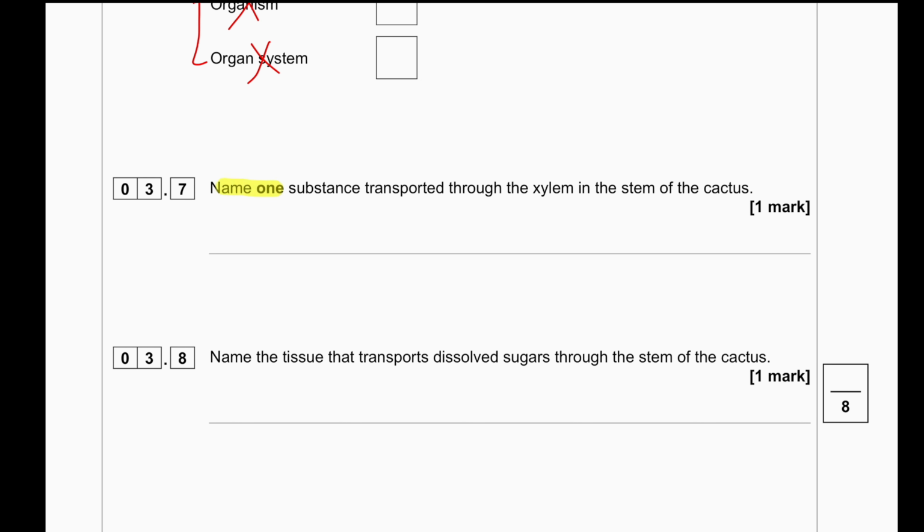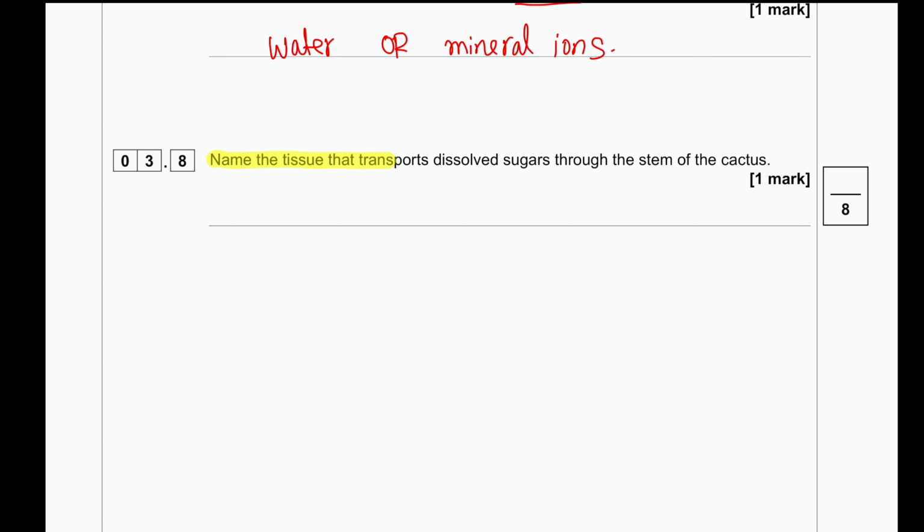Name one substance transported through the xylem in the stem of the cactus. Xylem is going to carry water and mineral ions. So both will be correct answers. You just need to write any one of them. Name the tissue that transports dissolved sugar through the stem of the cactus. The transporting of dissolved sugar is the job of the phloem.